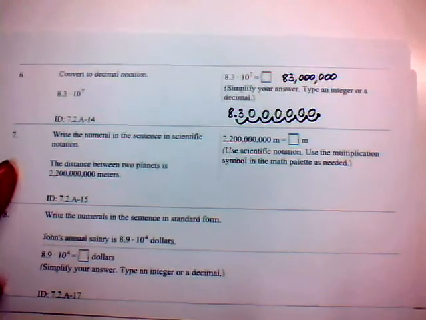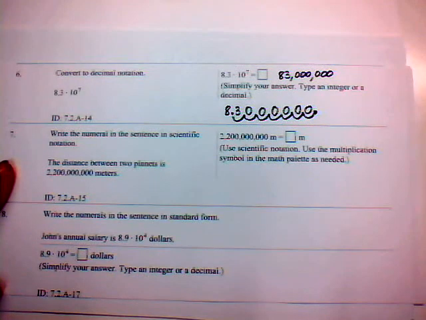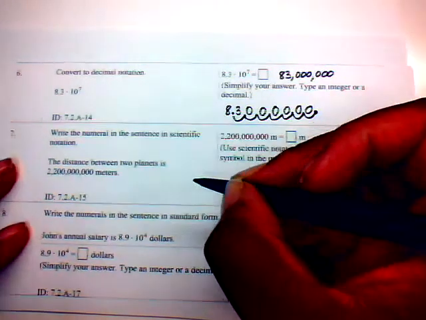All right, problem number 7. Write the numeral in the sentence in scientific notation. The distance between two planets is 2,200,000,000 meters.